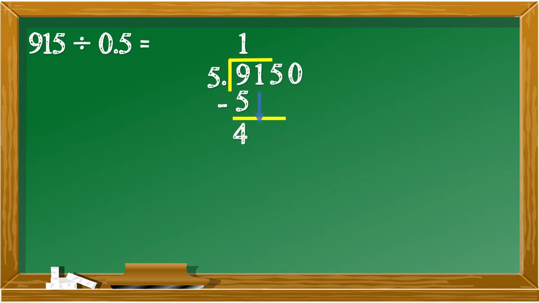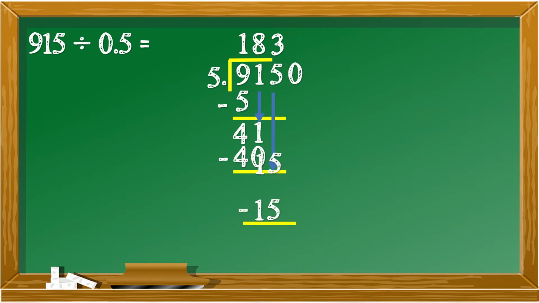And then bring down 1. We have 41. 41 divided by 5 is 8. 8 times 5 is 40. Subtract. 41 minus 40 is 1. And then bring down 5. 15 divided by 5 is 3. 3 times 5 is 15. Subtract. 15 minus 15 is 0.